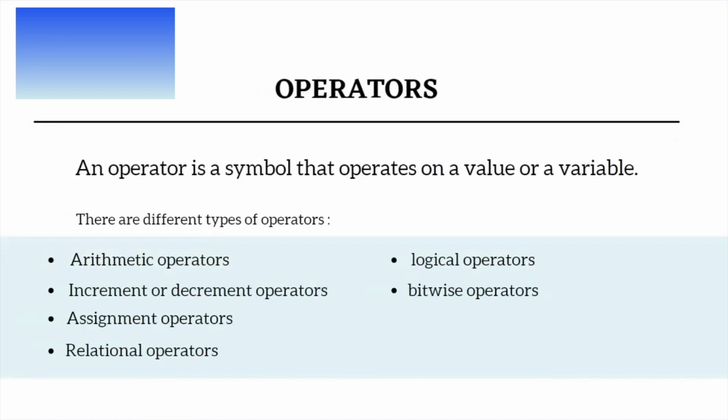So what is an operator? An operator is a symbol that operates on a value or a variable. If we take 5 plus 2 or a plus b, for example, a and b are variables, and plus is the symbol which is operating between a and b. So plus is called an operator.